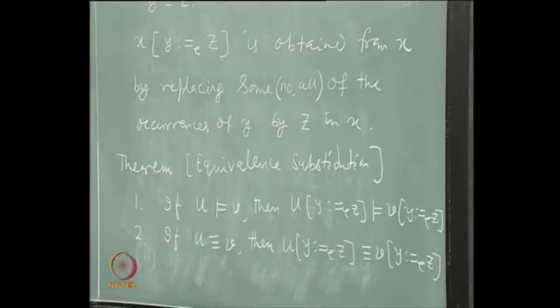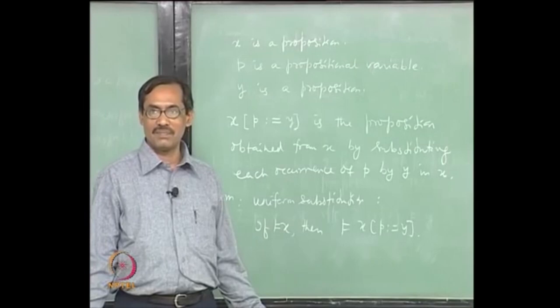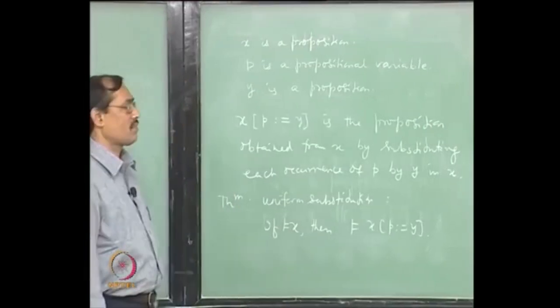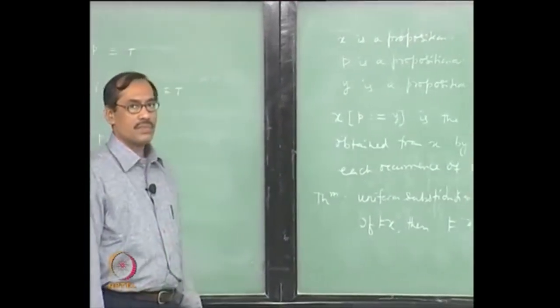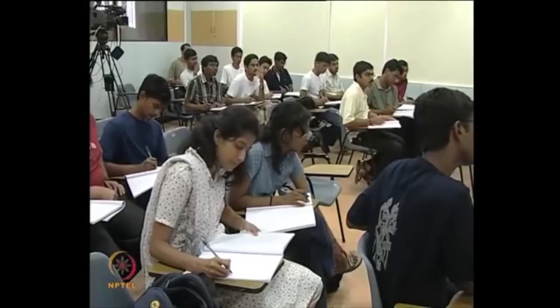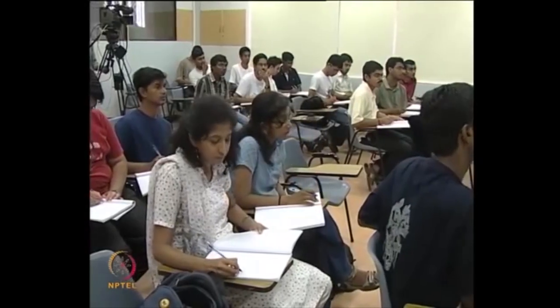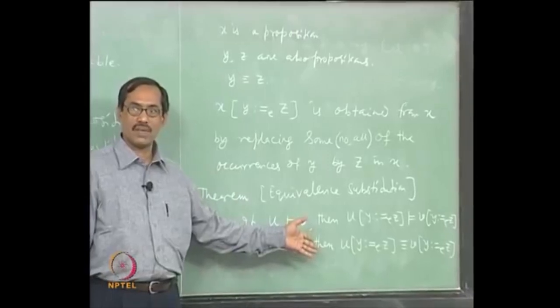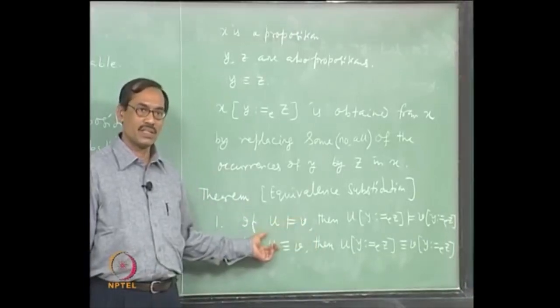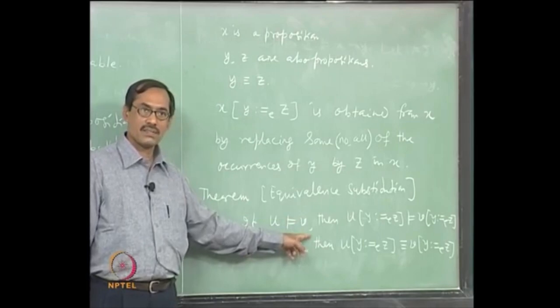So, as a special case, you can get if u is valid, then u where y is replaced by z is also valid, because v you can take as top, top is a propositional constant, there if you replace, nothing happens, it remains the same, right. So now again, how do we prove? Consider the truth table for u and v, both at the same time, a truth table where u occurs, where v also occurs, fine.